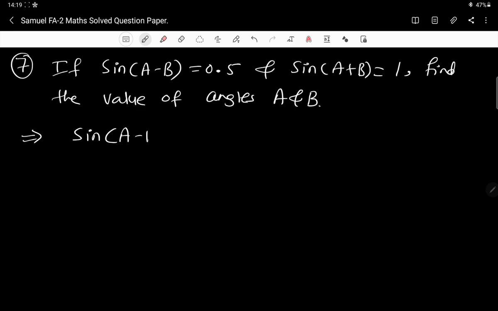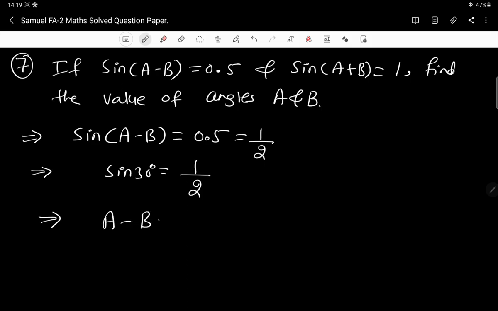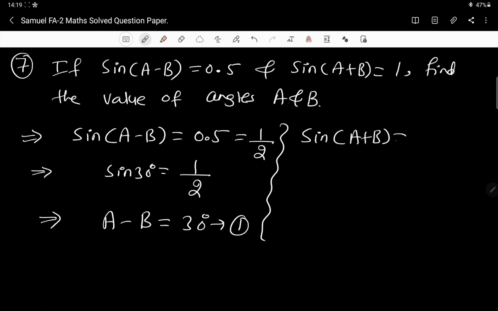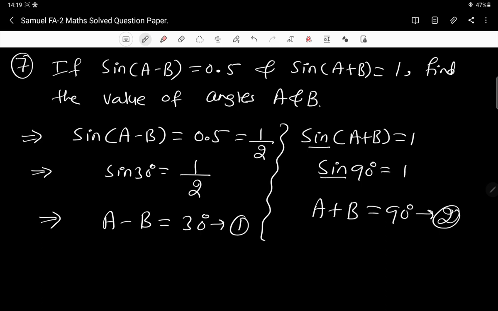Sine of A minus B is equal to 0.5, and 0.5 is nothing but 1 by 2. We know that sine 30 degrees is equal to 1 by 2, so we can write A minus B is equal to 30 degrees. Let me call it equation number 1. Similarly, it is given that sine of A plus B is equal to 1, and we know that sine 90 degrees equals 1. Therefore, A plus B is equal to 90 degrees. Let me call it equation number 2.